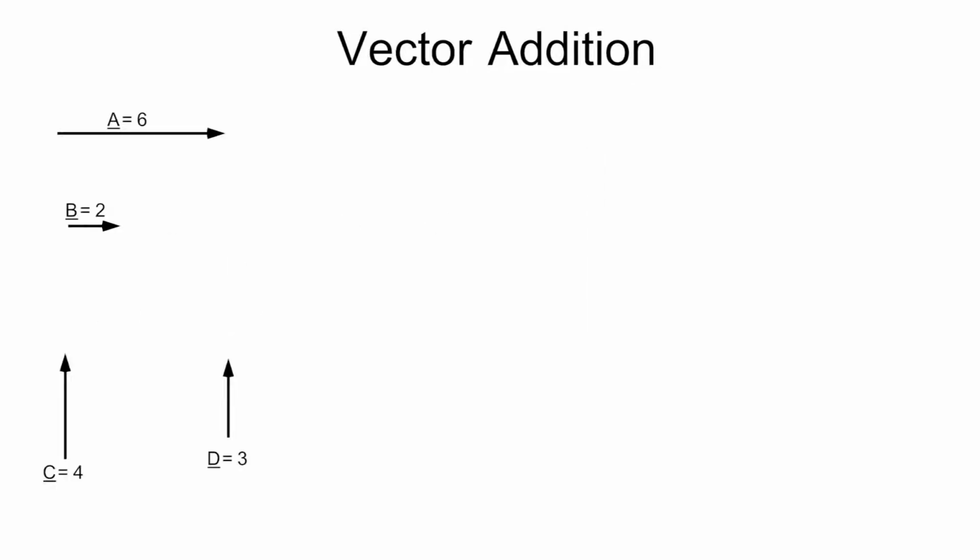Now let's see how we can add vectors that have different directions. Now we will add these four vectors together. Notice that we have two horizontal vectors and two vertical ones. To add these vectors, we need the reference direction's coordinates.